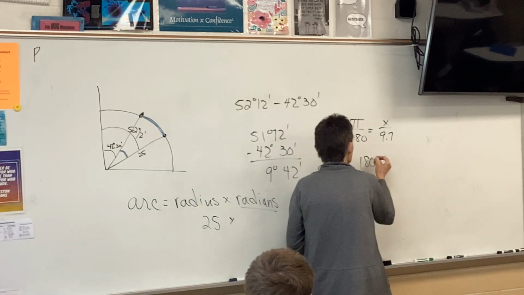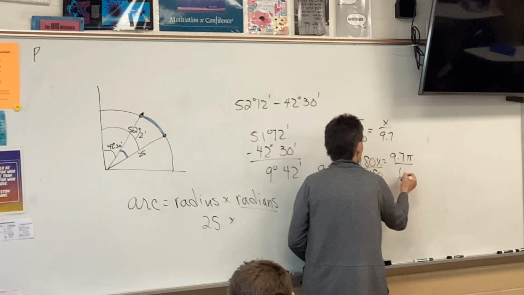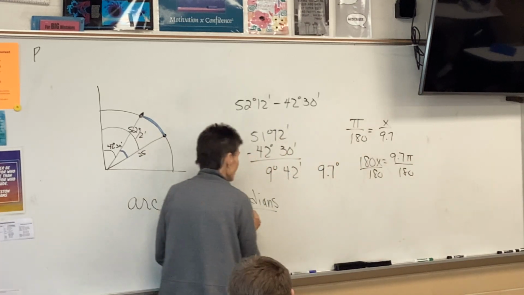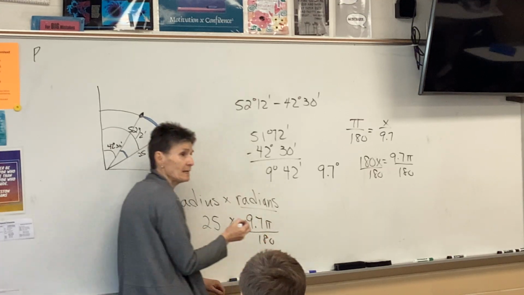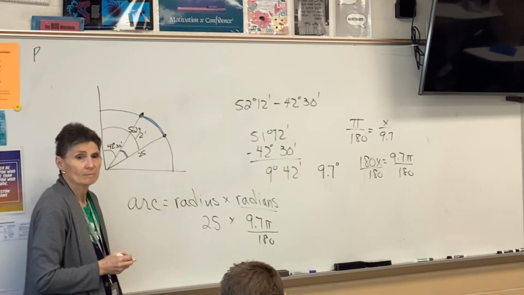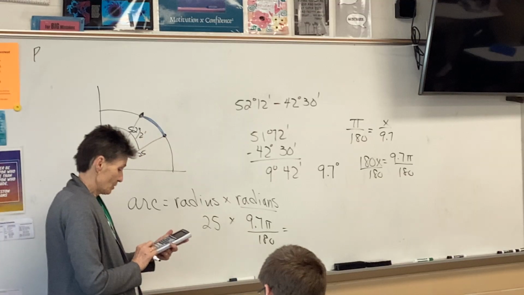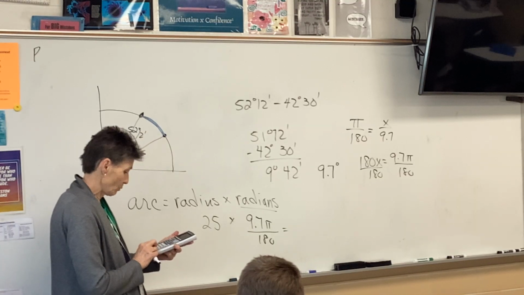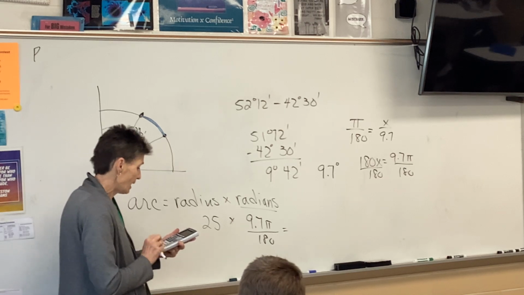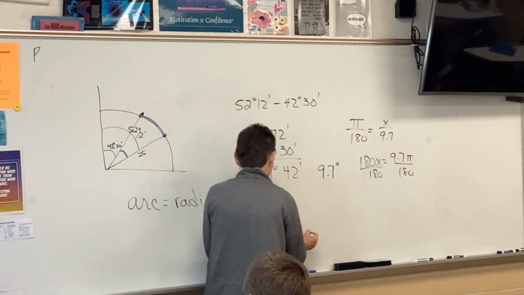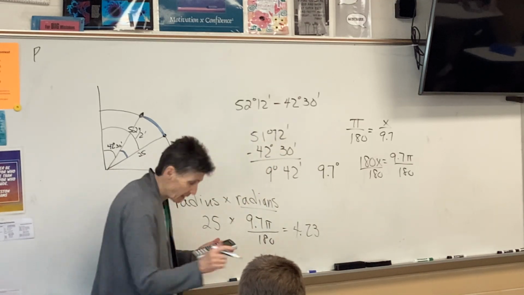So 180x equals 9.7 pi. So what is my radian measure? 9.7 pi divided by 180. And now I can type that in on my calculator. 25 times 9.7 pi, use your pi button, divided by 180. I think these ships are about 4.23 miles apart.